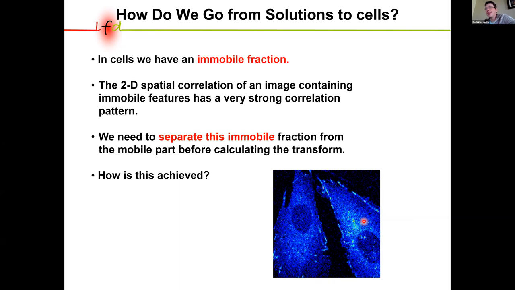They are just sitting in the same place, more or less. And then you have other molecules that will also contribute to your fluorescent signal that are actually moving. And these are the ones that you are interested in measuring. So we have typically this immobile fraction in cells, and we need some way to correct for that, because otherwise, these spatial features of the cell will give you a strong correlation pattern that overshadows the pattern from the motion of the molecules that you actually want to measure. So how can we separate out this immobile fraction before doing the calculation?